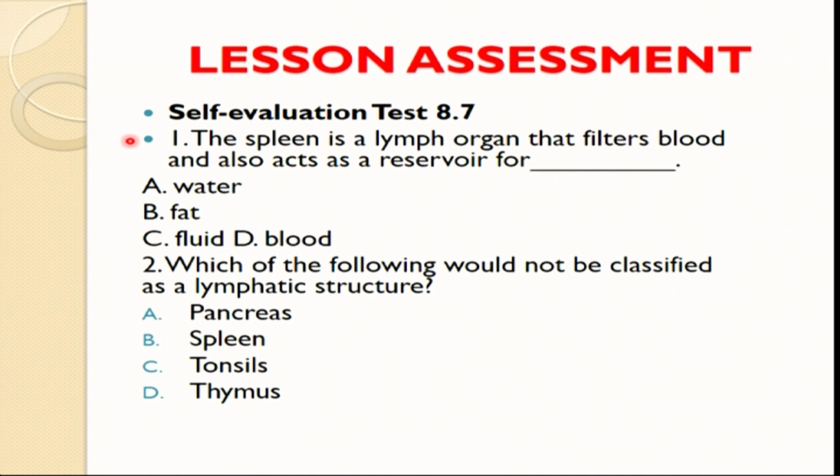So we have a home assignment. You have to go through it and test your competence. It can be found in the senior 3 biology book on page 146, under the activity self-evaluation. The spleen is a lymphatic organ that filters blood and also acts as a reservoir for water, fats, and fluid. Which of the following would be classified as a lymphatic structure? Pancreas, spleen, tonsils, or thymus.